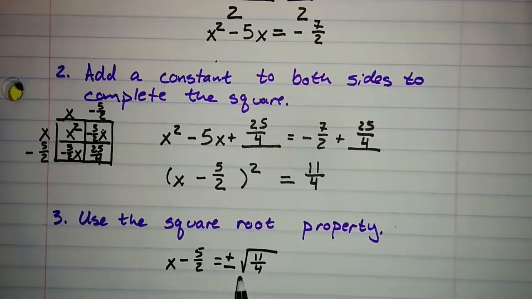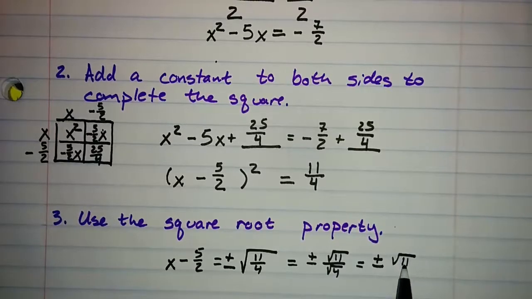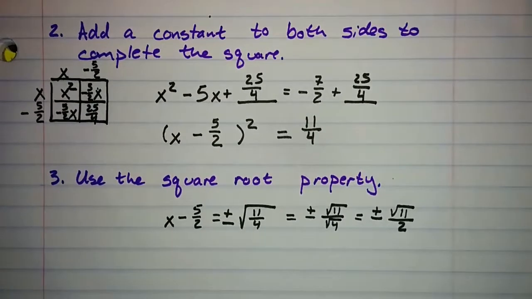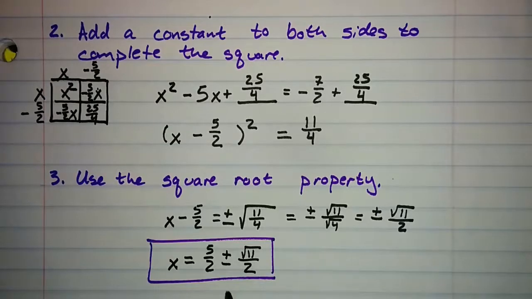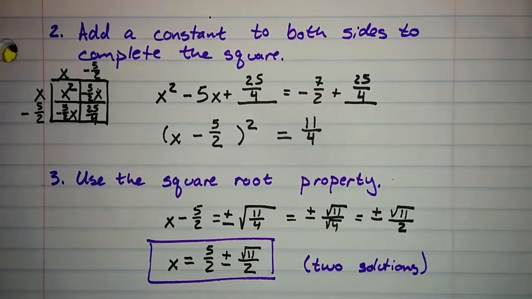We can simplify this right-hand side real quick, noticing that my denominator is already a perfect square. The square root of 4 is 2. So this is just plus or minus root 11 over 2. And now we can just finish solving. Add 5 halves to both sides, and I get x equals 5 halves plus or minus root 11 over 2. Those are my solutions. Notice, again, this is 2 solutions. So that's not that bad, right?